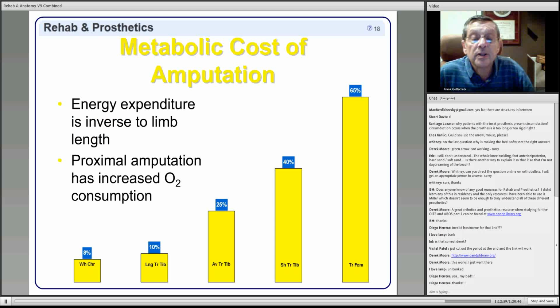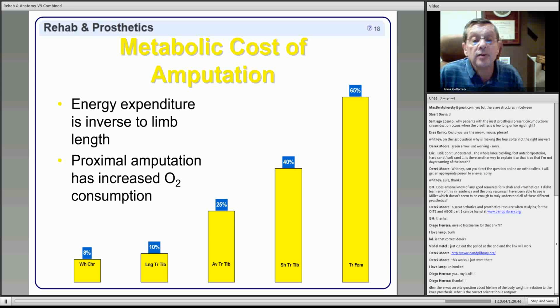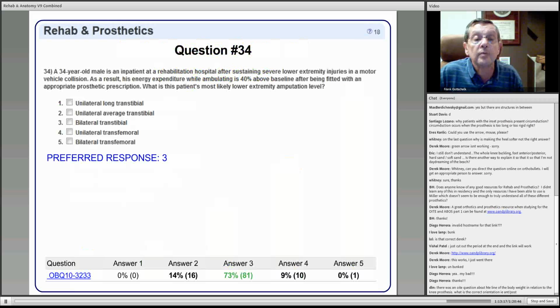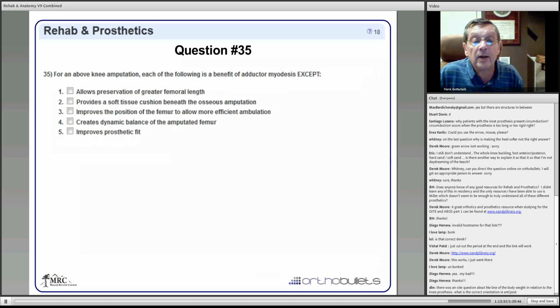And again, back to the bar graph, 40% is for short transtibials or for bilateral transtibial amputees who will still have a better energy expenditure than a unilateral transfemoral amputee. So the correct response for this one, which most of you again got correct, was a bilateral transtibial. The unilateral average transtibial, which some of you in answer number 2 remember, is only about 25% above energy expenditure.